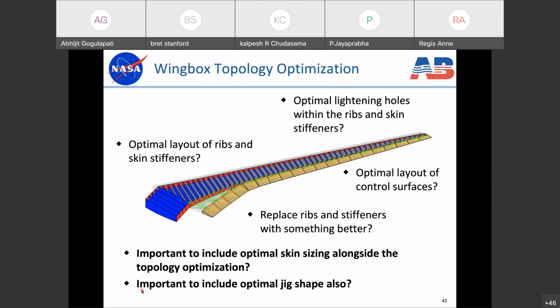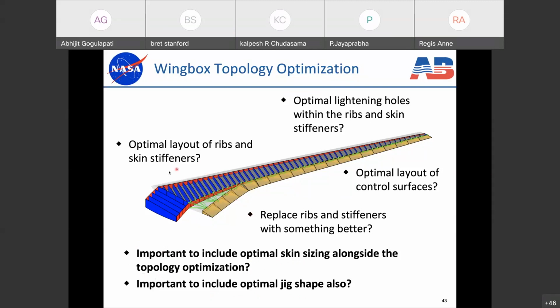It's always important to include optimal skin sizing alongside the topology optimization. So topology optimization will deal with material inside the wing box, but the skins and the sizing of those skins is an important design driver as well. So we want to make sure we include that as well. And it could be important to include the optimal shape of the wing, also the jig shape of the wing. So in terms of what's the optimal wingspan, the optimal sweep angle, the optimal twist distribution, and things like that.